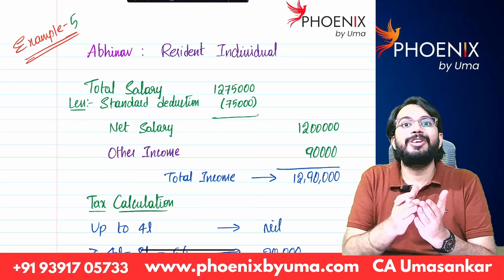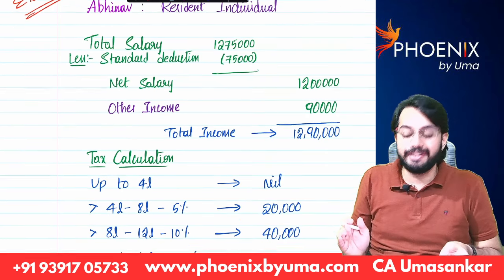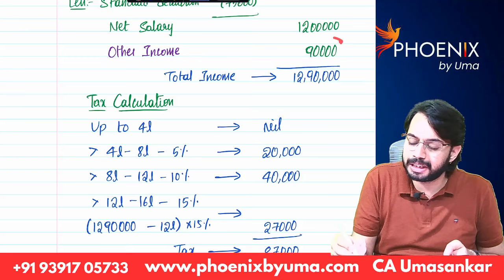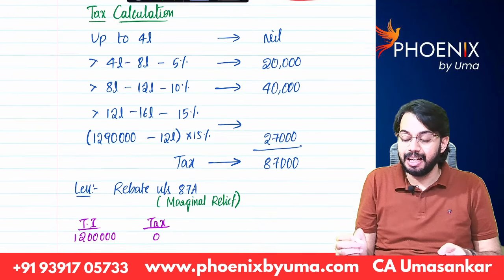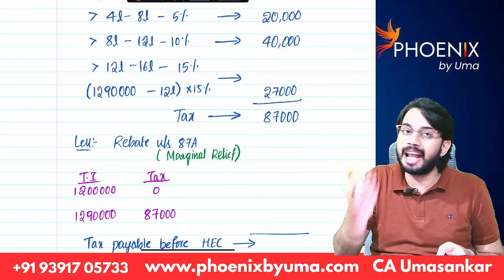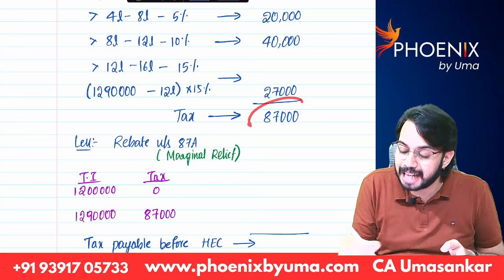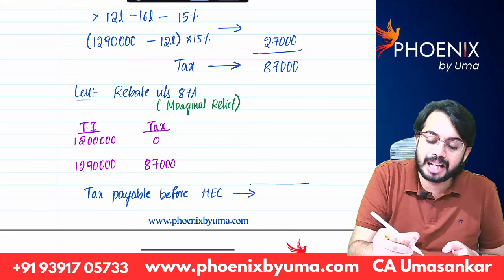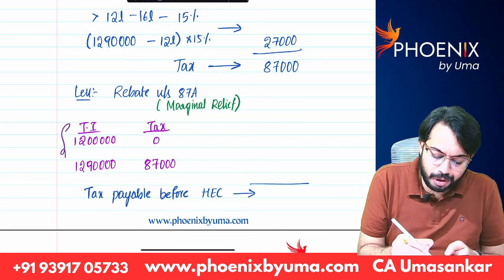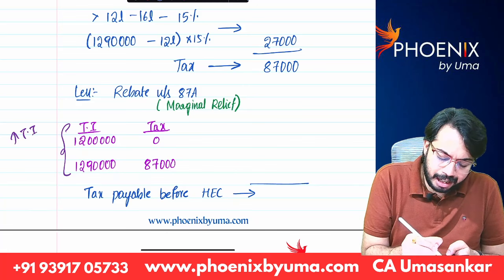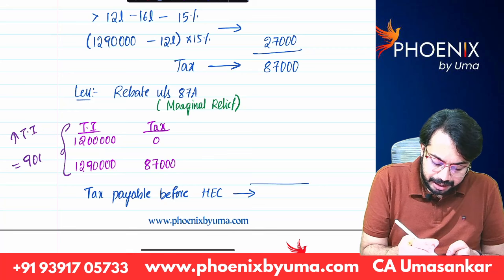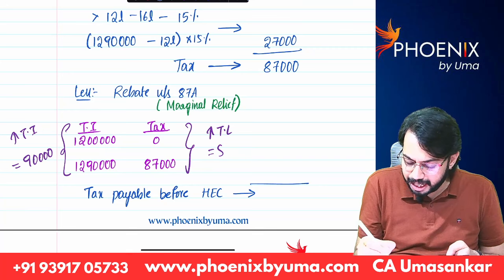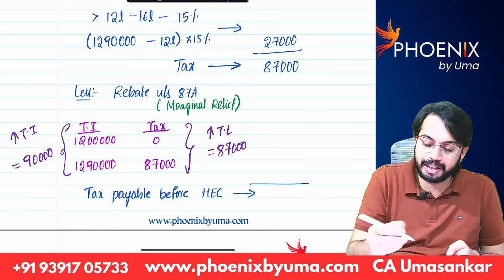Sir, what if total income is more than 12,70,588? For example, in this case, total income is 12,90,000 rupees. If total income is 12,90,000 rupees, how much is tax liability? Tax liability is 87,000. Sir, how much is the increase in total income? Increase in total income is 90,000. How much is the increase in tax liability? Increase in tax liability is 87,000.